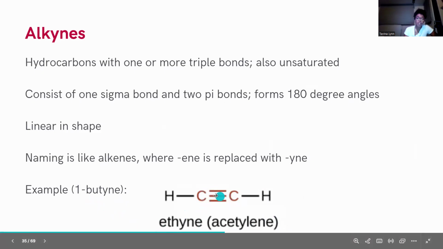So we have these two carbons connected by a triple bond, an example of an alkyne.